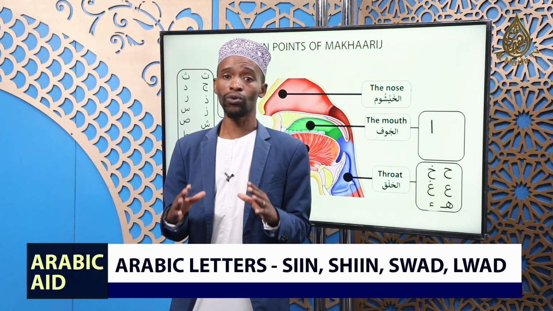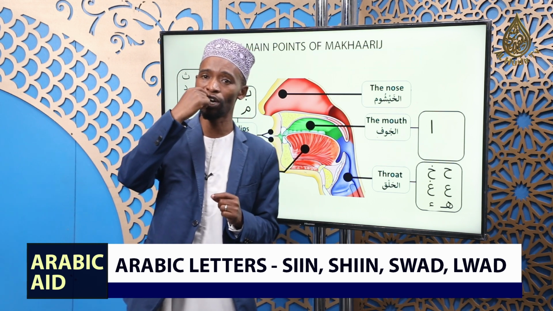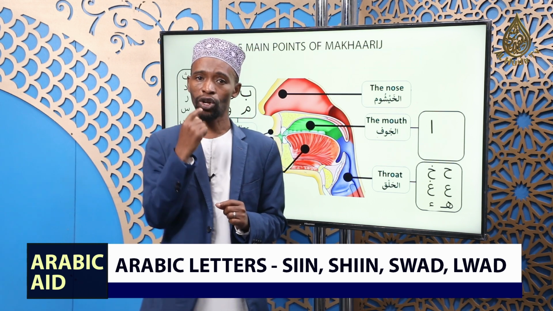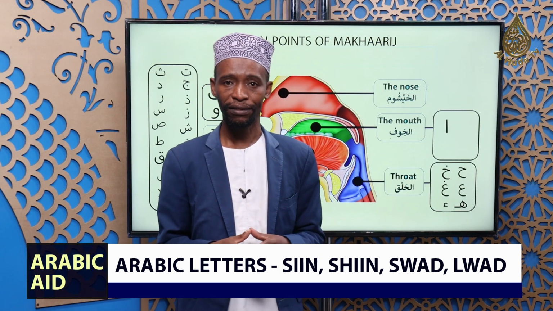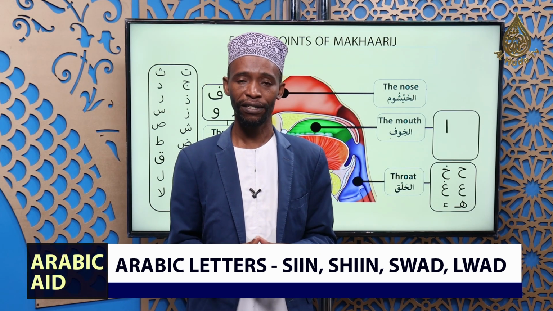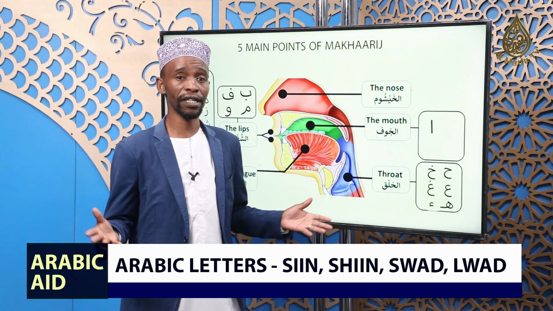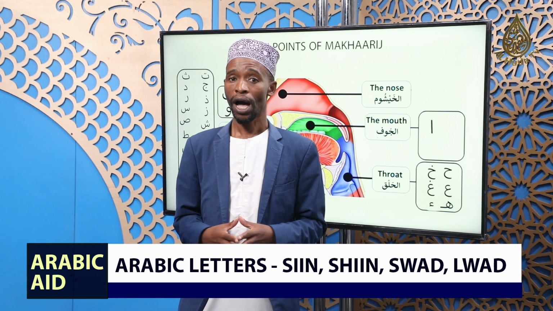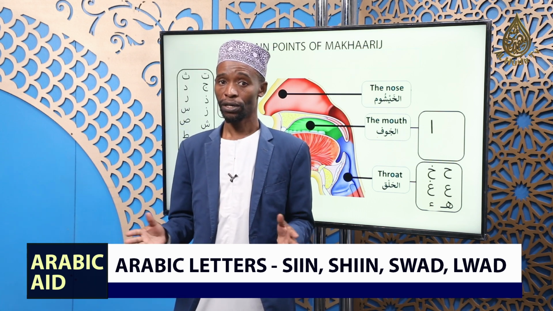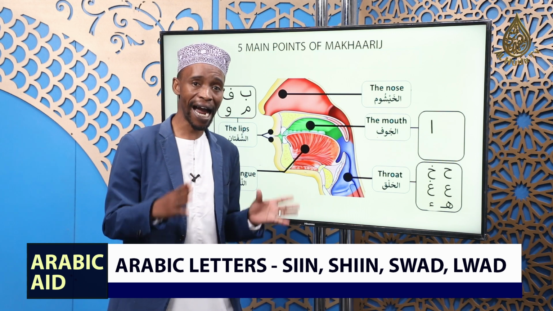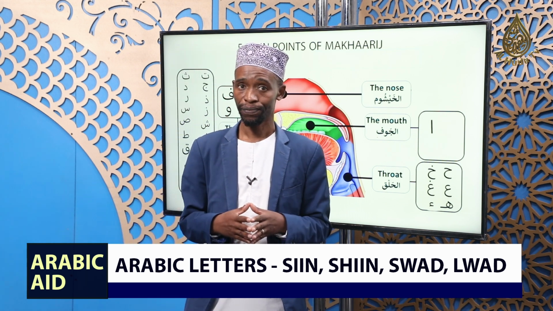Siin is pronounced when the tip of the tongue touches the edges of the lower incisors, along with the upper incisors. Siin. Siin is a simple letter to pronounce, and so it should not give you any issues when pronouncing accurately when speaking in Arabic language.